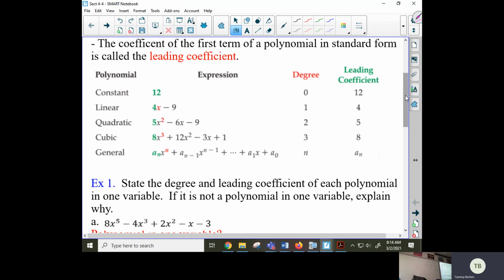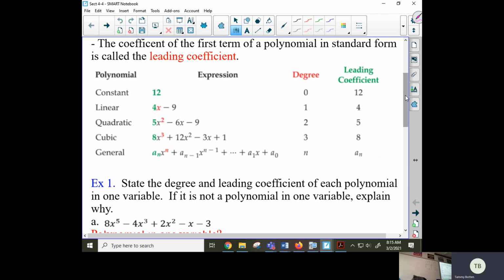And the leading coefficient for that is what is in front of, it's usually what's in front of your highest powered variable, okay? Well, in this case, the only thing we have is 12, so that would be our leading coefficient. This would be, if you graphed it, just a straight line. And the highest powered variable here would just be 1, and 4 is in front of that. So 4 is my leading coefficient, 1 is my degree.